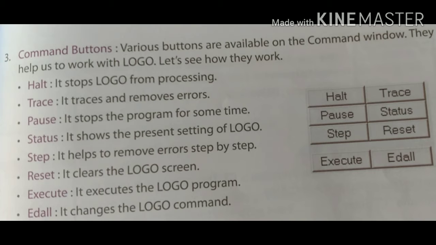Children, listen. What are the three parts of a commander window? Yes, command input box, recall list box, command buttons. First one, halt. It stops Logo from processing. Next one, trace. It traces and removes errors. Pause. It stops the program for some time.